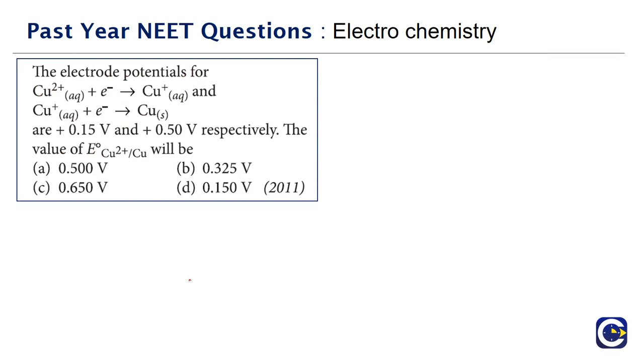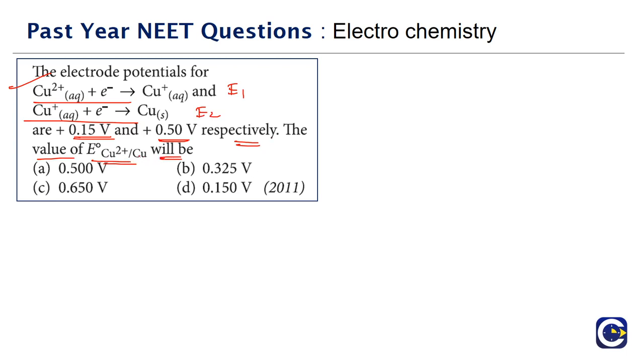Next we have another question that has come in the 2011 paper. The electrode potentials of two reactions. What is the first reaction? Cu2+ plus an electron gives rise to Cu+. Second is Cu+ plus an electron gives rise to copper. The electrode potentials are what? Plus 0.15 and plus 0.5 respectively. So we can call them E1 and E2. The value of E0 for Cu2+ becoming copper will be.